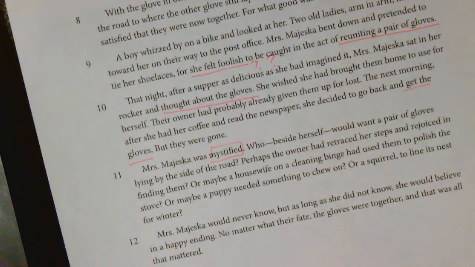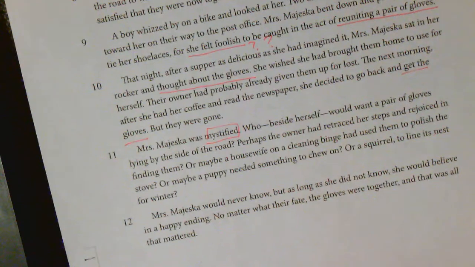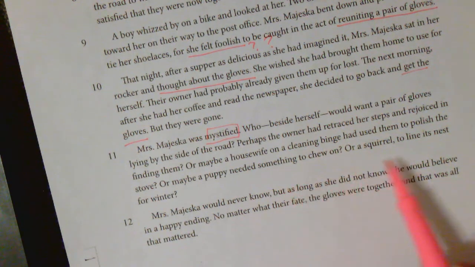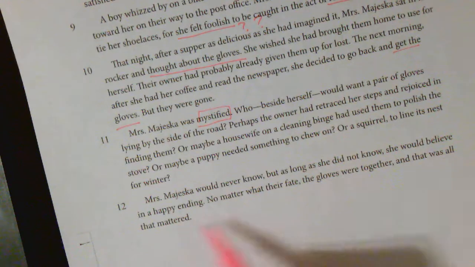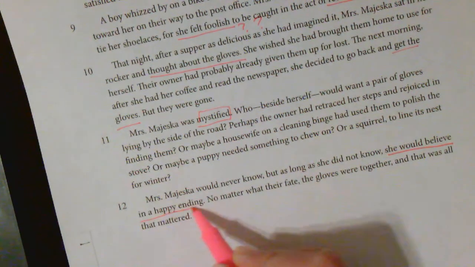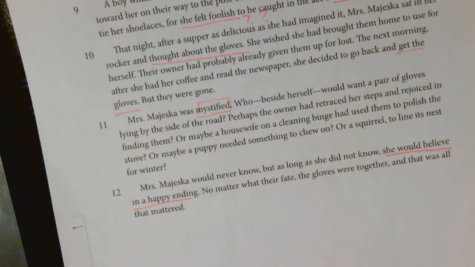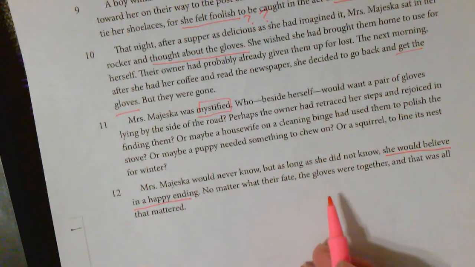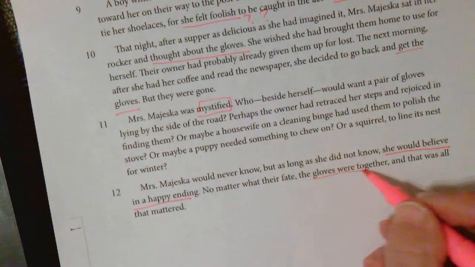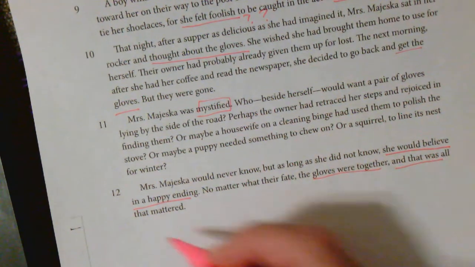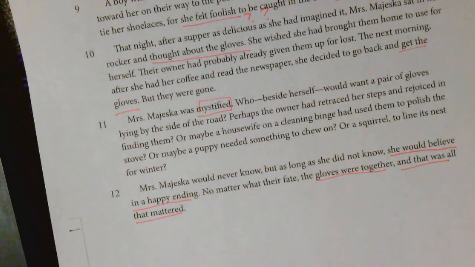She's just like, oh my goodness, who would want these? And she starts to question this. And I love, though, at the end, she would believe in a happy ending. Again, that tells us so much about her character, who she really is. So no matter what their fate, the gloves were together. Love that. And that was all that mattered to her, is that she had those two gloves reunited once again together. Really beautiful story of an older woman who does this.